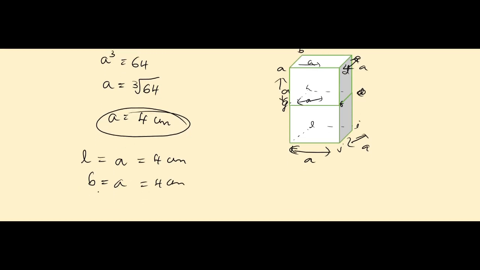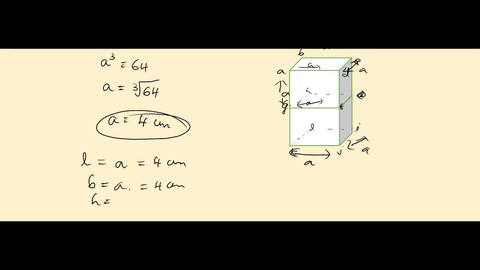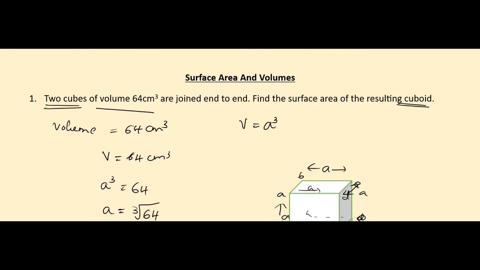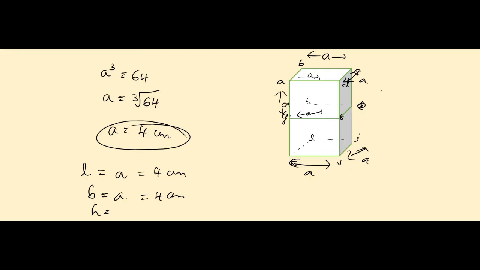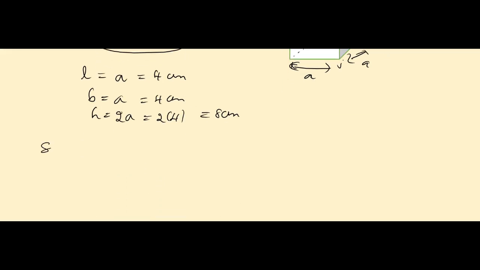What will be the height? The height is changed. Why? Because we joined these cubes one on the other, end to end, correct? So height will become a plus a, that means 2a. Height will be 2a, 2 into 4, that is 8 centimeter. Next, we will apply the surface area formula of a cuboid.